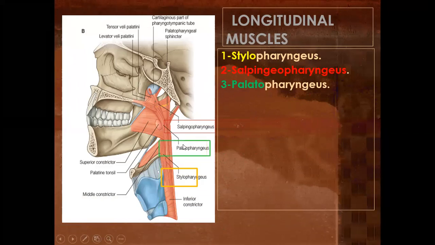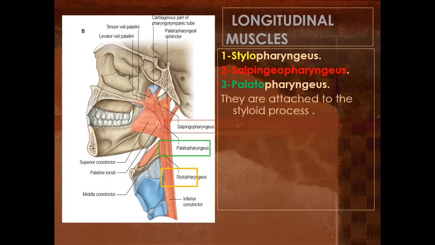So this is called the palatopharyngeus muscle. This is the third muscle: stylopharyngeus, salpingopharyngeus, as well as the palatopharyngeus muscle. These are the three longitudinal pairs of muscles, and the three horizontal ones you have already seen: the constrictor muscles, superior, middle, as well as the inferior constrictor. So these are the six pairs of muscles which form the pharynx.